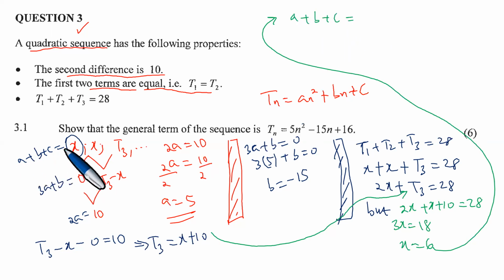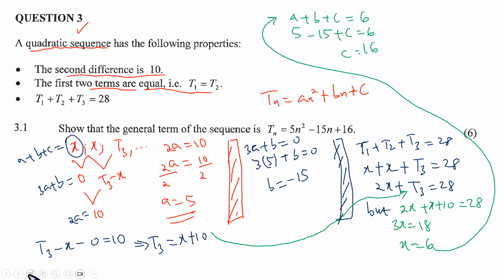a plus b plus c is equal to x. But what is x? We got x to be 6, so we put a 6 here. What is a? We got a to be 5, so you can just plug that in. What is b? We got it to be minus 15, plus c equals 6. What is 5 minus 15? It's minus 10, making c equal to 16. We are done with the question.